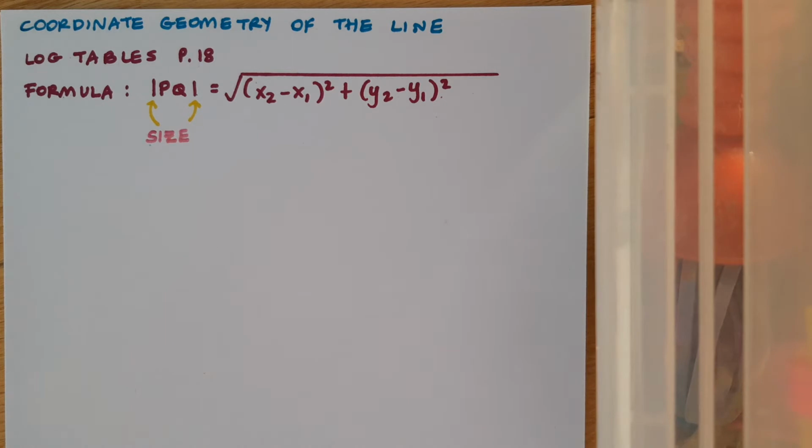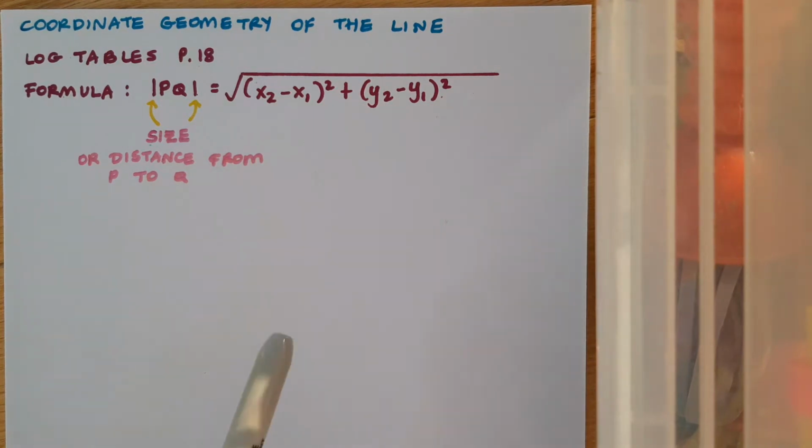The 2 straight lines here around the P and the Q refer to size. This type of notation is used fairly regularly in maths to talk about size, and in this context, it's the size of the line that joins P and Q. So that's how long that line is, or the distance between the points P and Q.